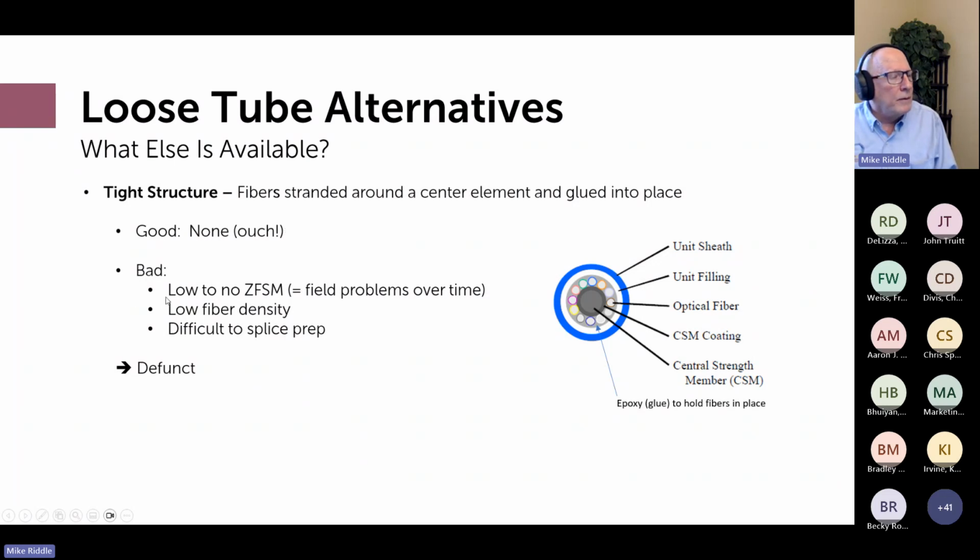You end up with a cable that has low to no zero fiber strain margin again, and these cables have had a lot of field problems over time, meaning broken fibers. You also end up with a low fiber density, and you make splice prep really difficult. So really, this is a defunct design type. But I did run into it as recently as about 2 weeks ago with a customer who still had some of this cable up in the air. So it is around, thought you should at least be aware of it.